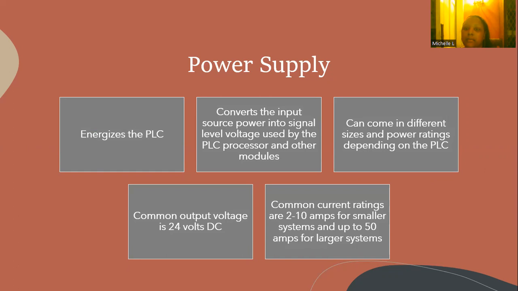They can also come in different sizes and power ratings depending on the type of PLC that's being used. The common output voltage is 24 volts DC, and the common current ratings are 2 to 10 amps for smaller systems and up to 50 amps for larger systems.